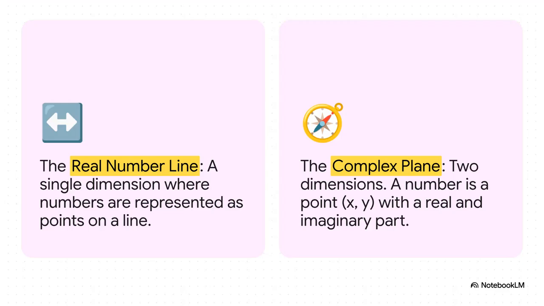Okay, so you know the normal number line, right? It just goes left and right into the positives and negatives, one single line. The massive leap forward was this idea.